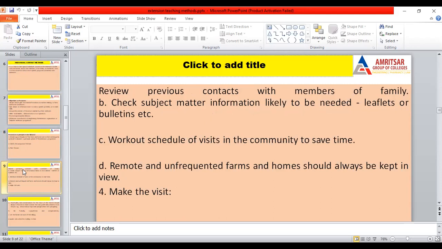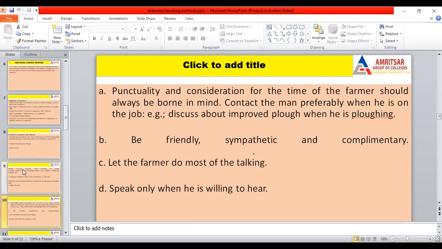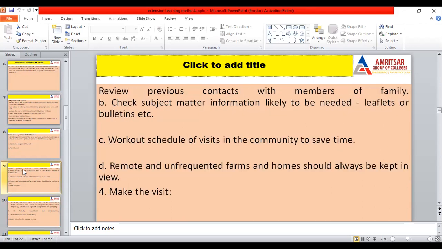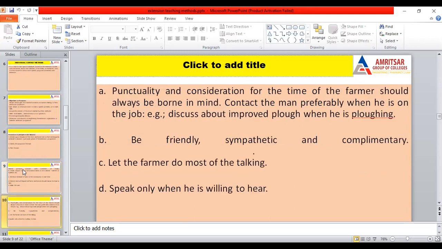Then they review the contact with the members of the family. Then they take leaflets or bulletins so that they can provide information to the rural people. Then they should work out the schedule so that they can save their own time and the farmers' time. Then they prefer to visit unfrequented farmers so that they can provide information to all the people. Next, they should be punctual.